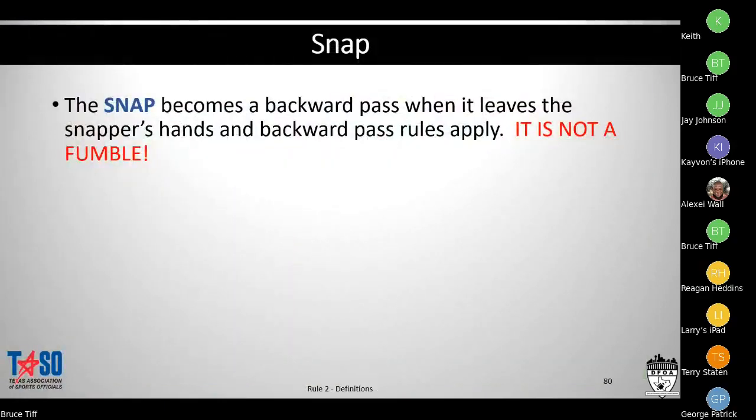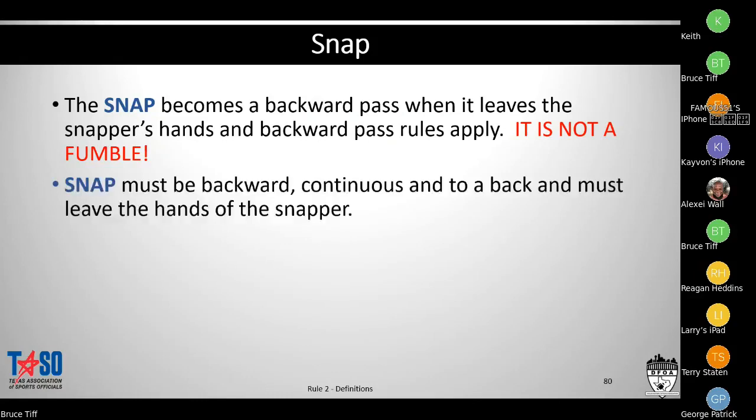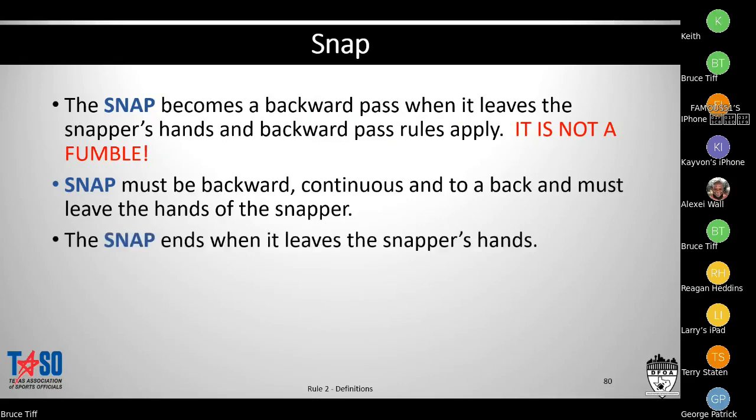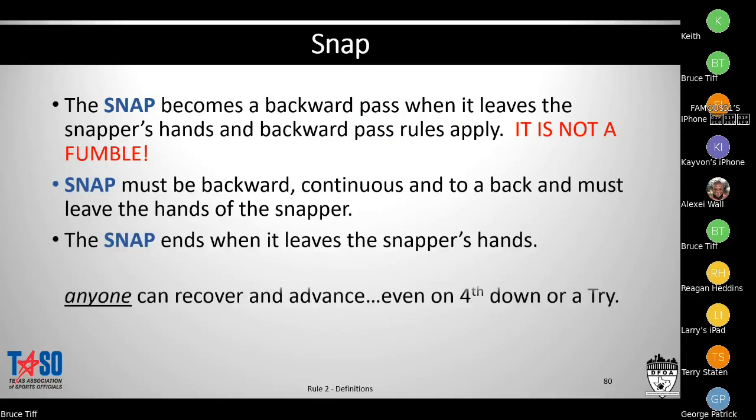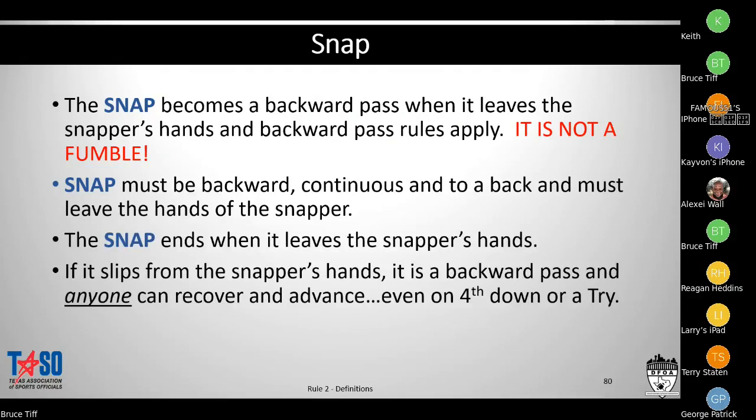The snap becomes a backward pass when it leaves the snapper's hands, and backward pass rules apply. It is not a fumble. The snap must be backward, continuous, and to a back, and must leave the hands of the snapper. The snap ends when it leaves the snapper's hands. If it slips from the snapper's hands, it is a backward pass, and anyone can recover and advance even on 4th down or a try. That's what we talked about earlier when we saw that.